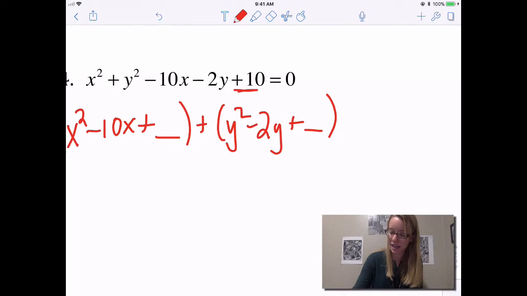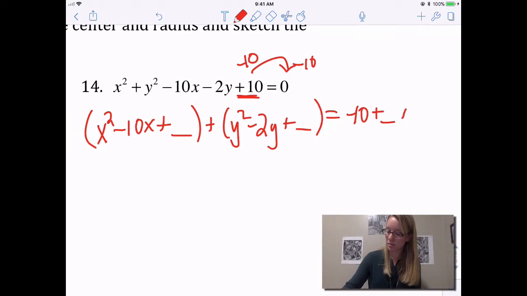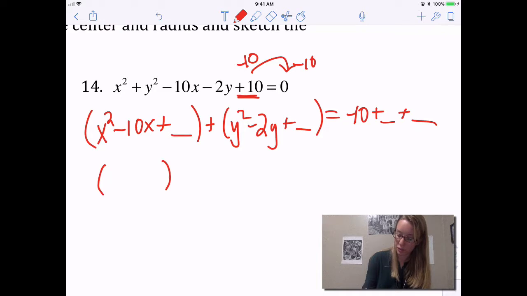And then this 10 is extra. So I'm going to subtract 10 on both sides in order to just be able to deal with each part separately. So I'll do negative 10 plus blank because I'm going to be adding two things to the left, so I need to add two things to the right. Okay. So complete the square on the x's.